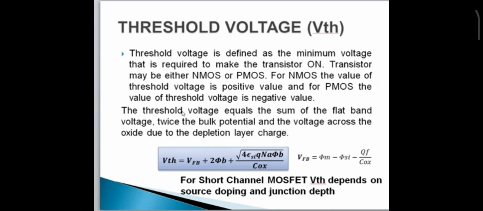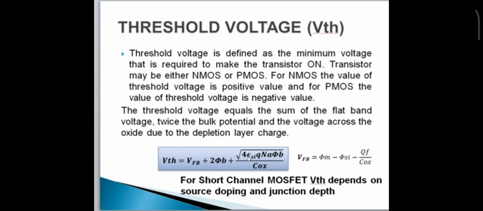Next is the threshold voltage. Threshold voltage is defined as the minimum voltage that is required to make the transistor on. Transistor may be either NMOS or PMOS. For NMOS, the value of threshold voltage is positive, and for PMOS, the value of threshold voltage is negative. The threshold voltage equals the sum of the flat band voltage, twice the bulk potential, and the voltage across the oxide due to the depletion layer charges.